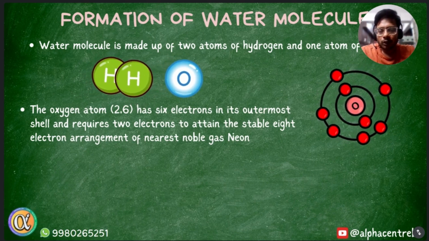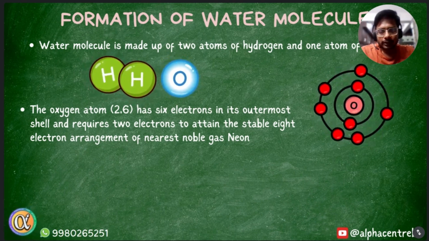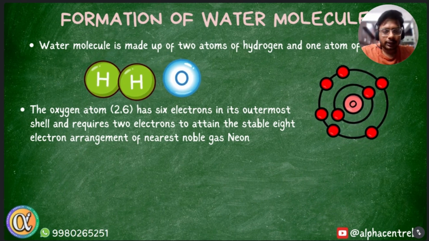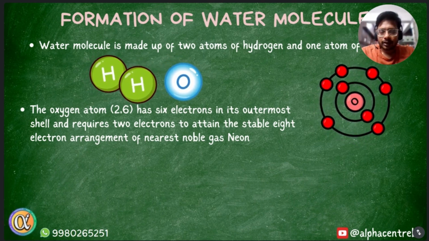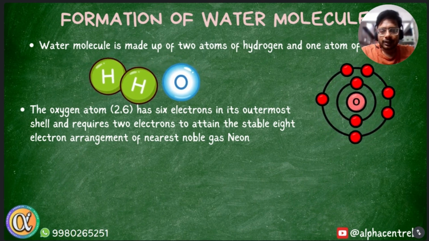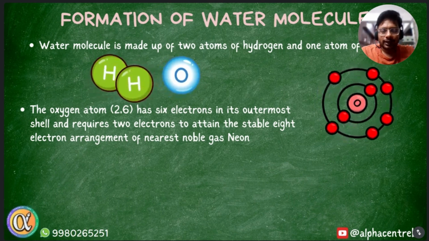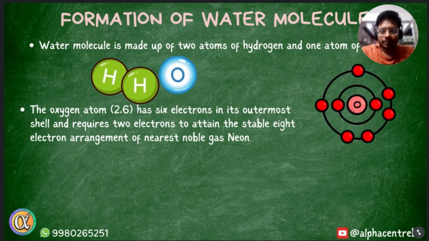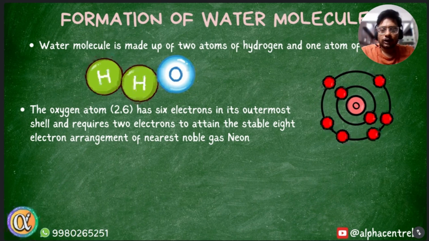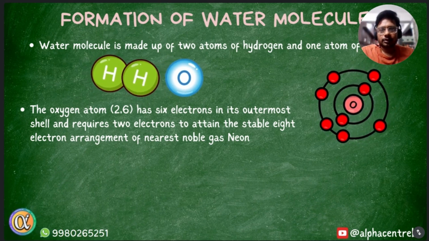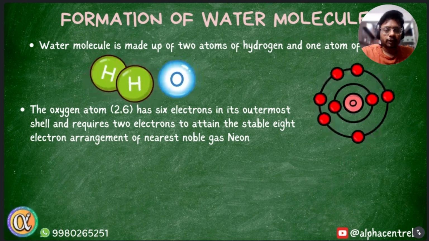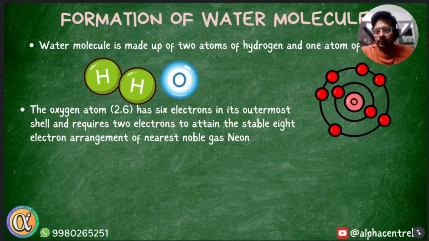Oxygen atom has 2,6 electrons in its outermost shell. So you can see the oxygen atom there. It has 2 electrons in the first shell and 6 electrons in the second shell. This oxygen requires 2 more electrons so that it can attain the stable noble gas configuration. The noble gas next to oxygen is neon, atomic number 10. Neon has an electronic configuration of 2, 8, right?